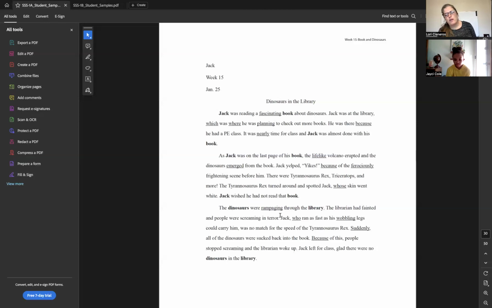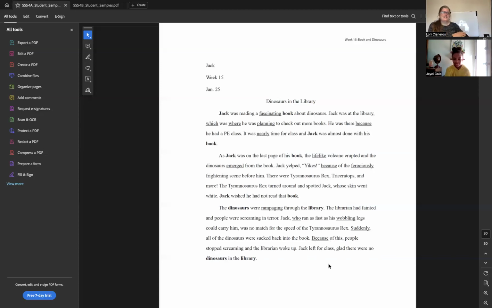The dinosaurs were rampaging through the library. That's a good word, rampaging. The librarian had fainted and people were screaming in terror. Jack, who ran as fast as his wobbling legs would carry him, was no match for the speed of the Tyrannosaurus Rex. Suddenly, all the dinosaurs were sucked back into the book. Because of this, people stopped screaming and the librarian woke up. Jack left for class, glad there were no dinosaurs in the library.